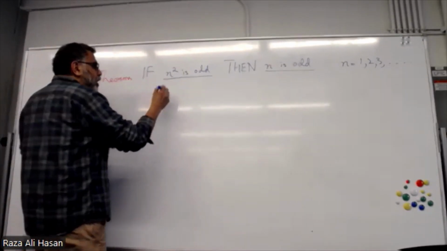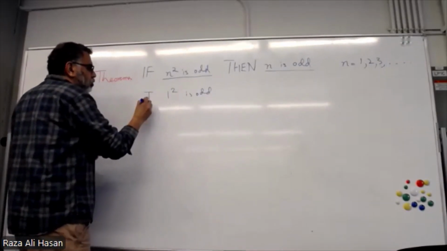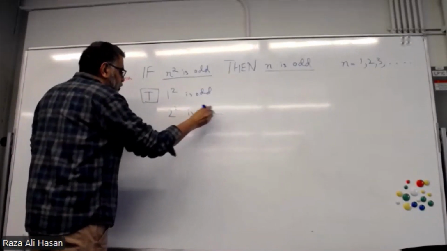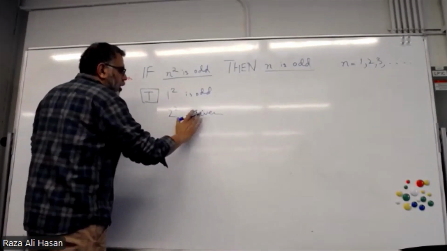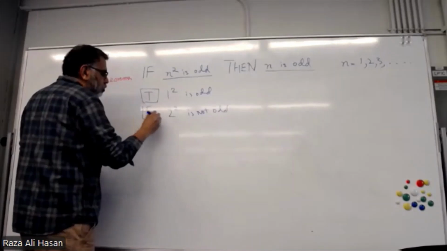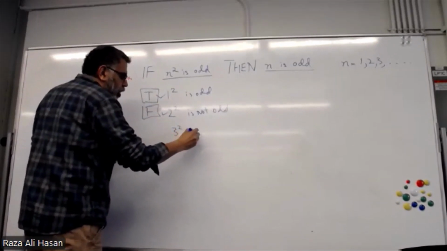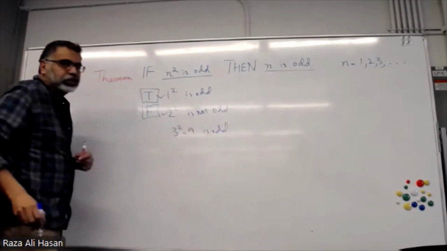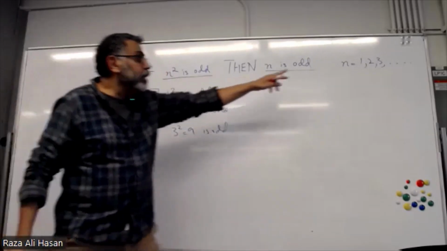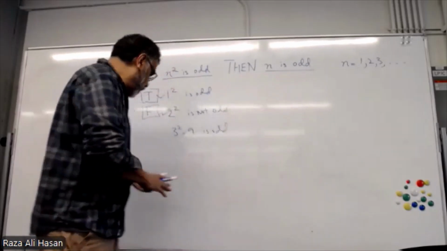So let's actually do that. We have 1 is odd. So this is true. 2 squared is even, so it is not odd. So this is false. So it works for 1, doesn't work for 2. 3 squared is 9. 9 is odd. So for certain values of n, this statement works. For certain values of n, this statement is false. Same thing here. Okay, all right.